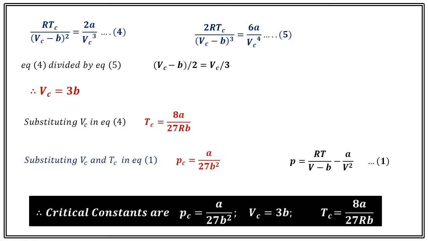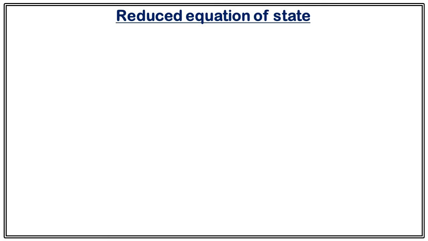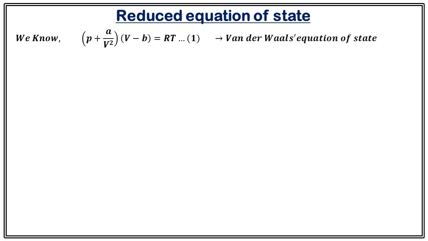Okay. Now let's see the concept of the reduced equation of state. The first question is why we need a reduced equation of state. If you look at this equation, which is the van der Waals equation of state for 1 mole of gas, it contains two constants a and b, which are called van der Waals constants, and these constants are different for different gases. Can we write a simple equation which is applicable to all gases? And the answer is yes, there is. How can we do that?